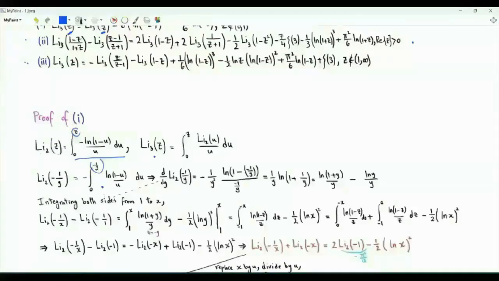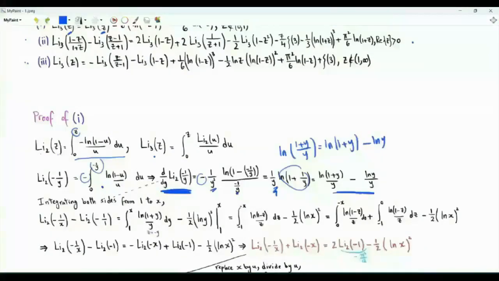Differentiate with respect to y, we have this minus sign. The derivative of the upper limit of integration is 1 over y squared. Then we replace each appearance of u in the integrand by the upper limit of integration, -1 over y. Simplifying, we get 1 over y, the natural logarithm of 1 plus 1 over y. This is ln(1 plus y) over y, which is ln(1 plus y) minus ln y. We have this side and that side.